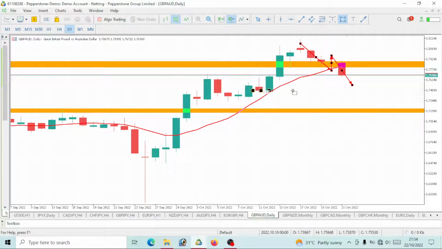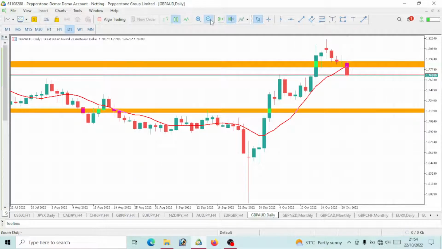We should see a further drop below to this level, which is about a level of 1.74890. Then a correction should happen, right? Which we strongly believe. And then another bearish move will occur again on GBPAUD. So GBPAUD bearish move, and guess what?